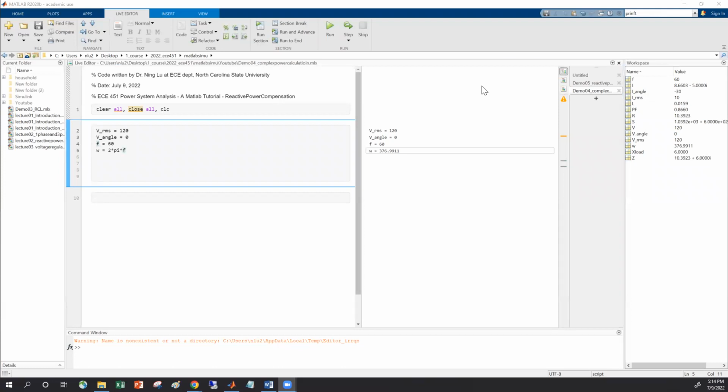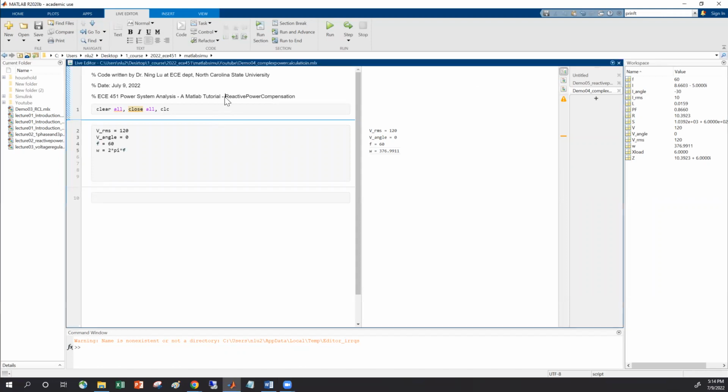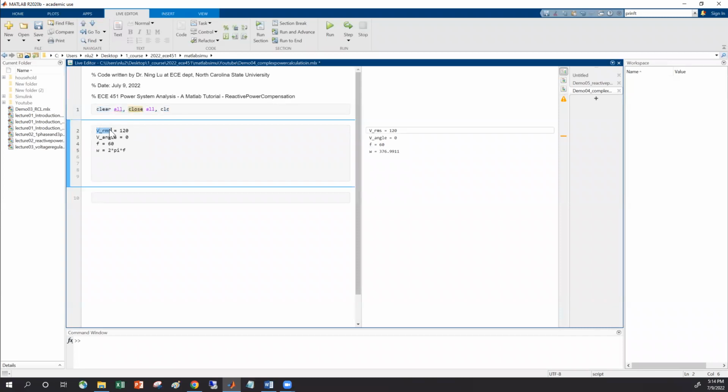Okay, in this recording, I'm going to introduce how to do reactive power compensation. So this is part one of it. Okay, let's get started. First, as we do before, we clear the workspace, just run selection. We clear this workspace, clear the command window, and then we set up the RMS value, and then give the voltage and the initial angle and frequency, and then omega.